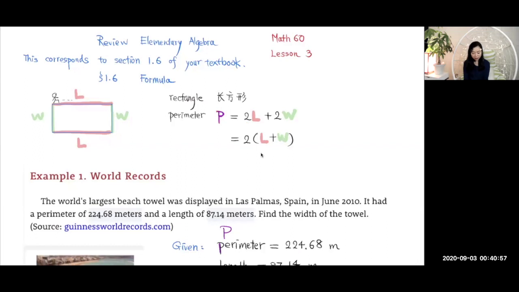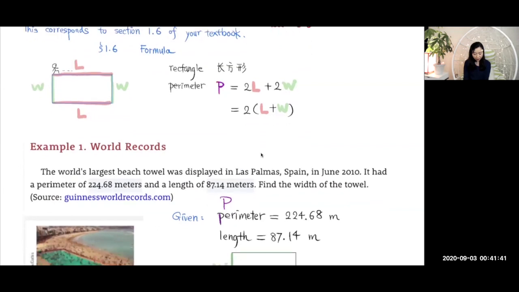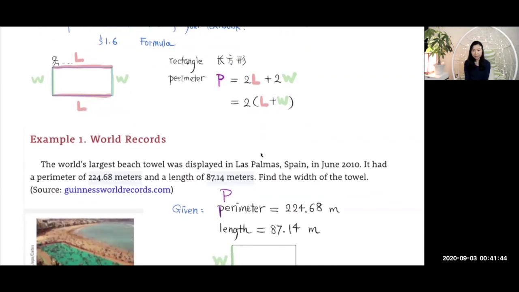Another way to express this formula: if you walk from here and then you stop over here, that is halfway around this rectangle, right? So if you add L plus W, that's halfway around. If you double L plus W, then you get the total perimeter on the outside. So I can add L and W first, and then double this sum. That will give me the perimeter. If you use either formula, they are equivalent.